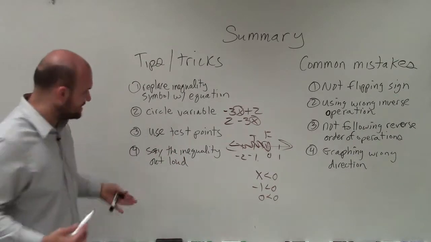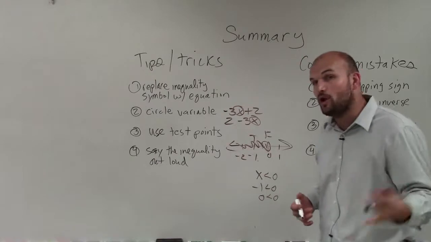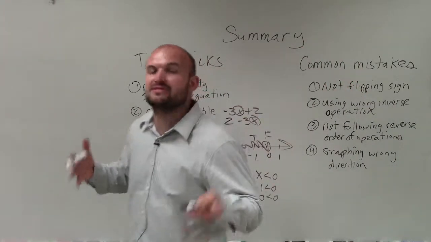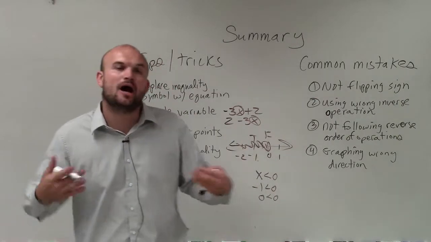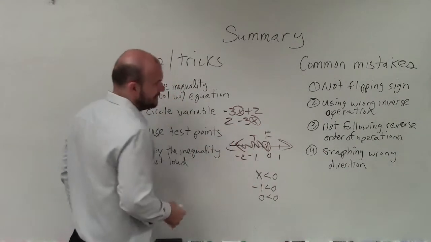So use test points. Another way to do it is just to say your inequality out loud. x is less than 0. What are all the numbers that are less than 0? Well, that has to be all of your negative numbers. So I'm going to shade to my left.